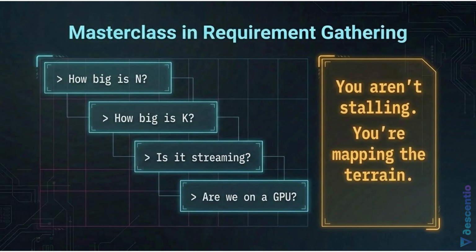And asking those questions is not stalling. You aren't buying time to remember how a heap works. You are demonstrating that you deeply respect the constraints of the hardware. You are showing the interviewer that you see the invisible mechanics beneath the prompt. You are evaluating memory bandwidth, CPU caching, hardware parallelism, and probabilistic trade-offs. That level of inquiry is what separates the coders from the architects.